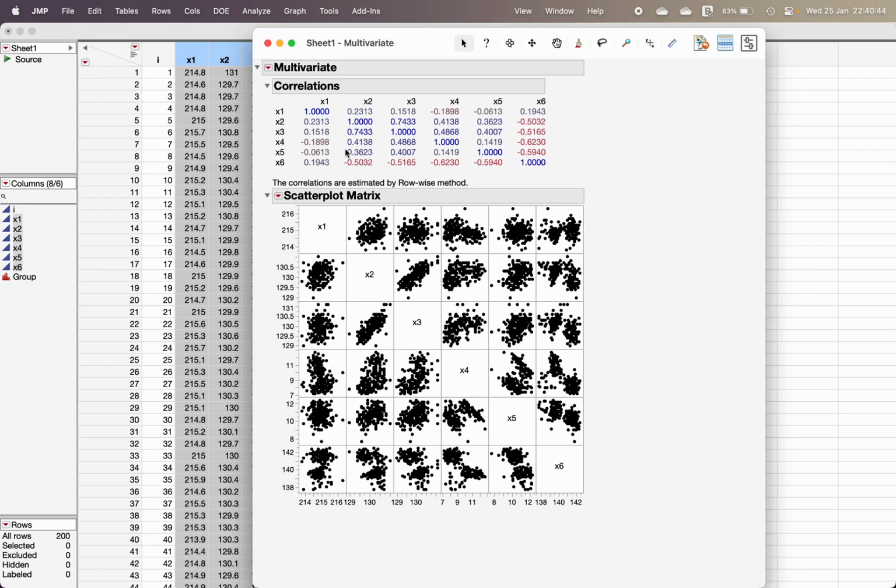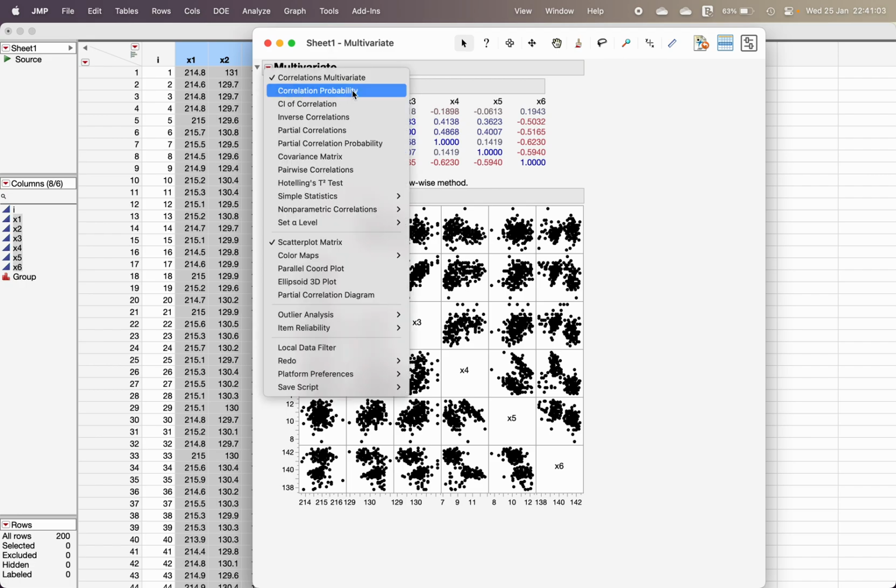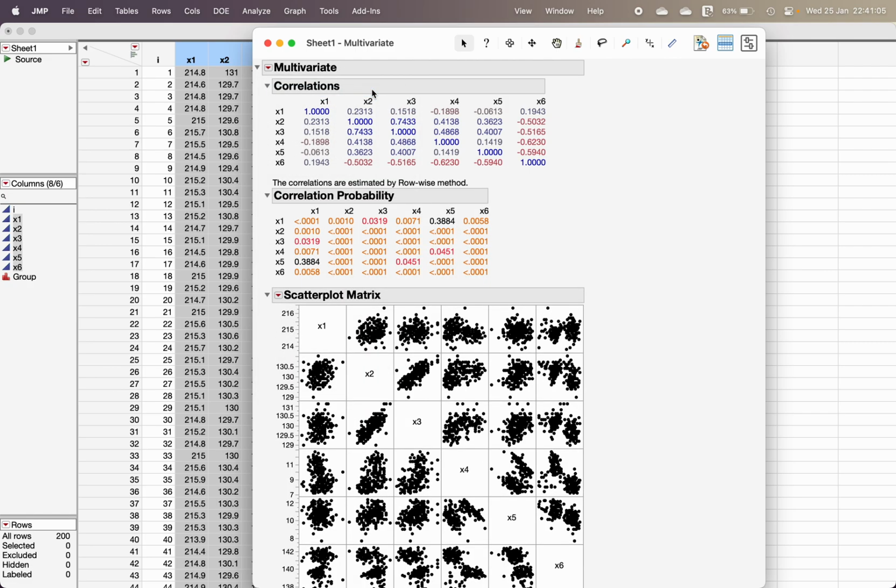It shows the correlation between two variables. On the diagonal, the correlation is between the same variables, and on the off-diagonal terms, the correlation coefficient is mentioned for each pair of variables. Now if you click on this red triangle and select the second option, which is correlation probability, it conducts a correlation test and tells you whether your correlation is significant or not.